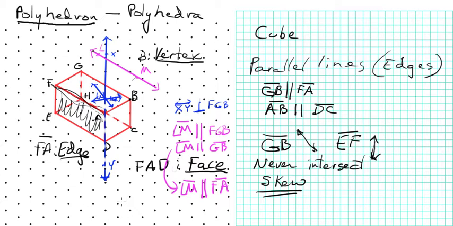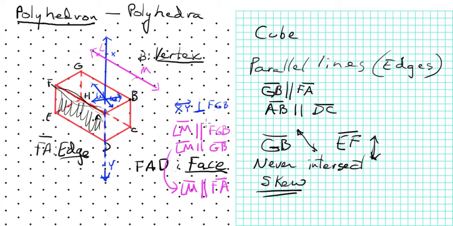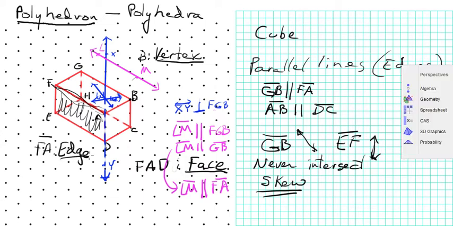Now there's one more thing that I need to show you on this, and that's why I had the book open a moment ago, because I'll show you this from the book. This is a dihedral angle, okay? A dihedral angle is the figure formed by two half planes with a common edge. Half plane simply means I put a line through a plane and I take half of it and I get rid of the other half. So I got two half planes that come together here. When you've got two half planes that come together at BC, that BC or FA, these are called edges, okay?